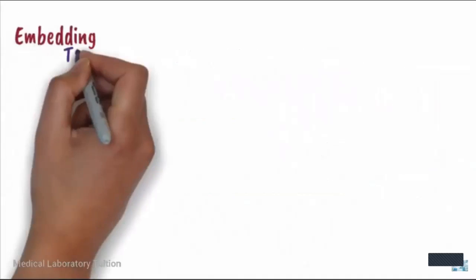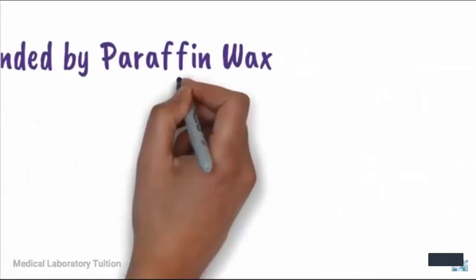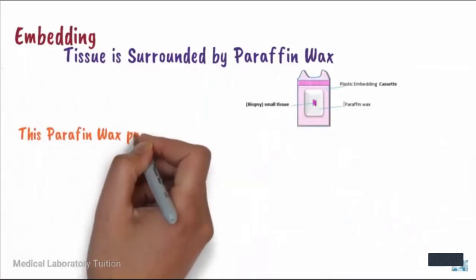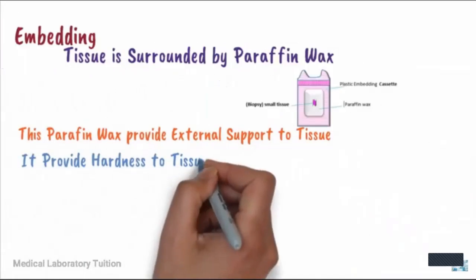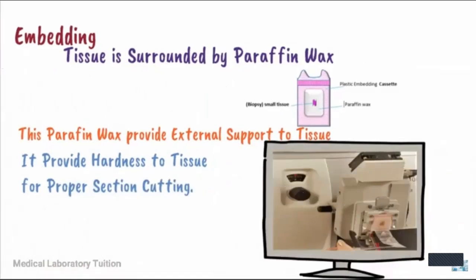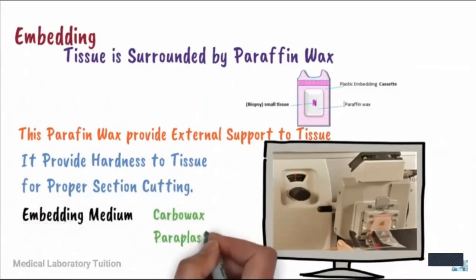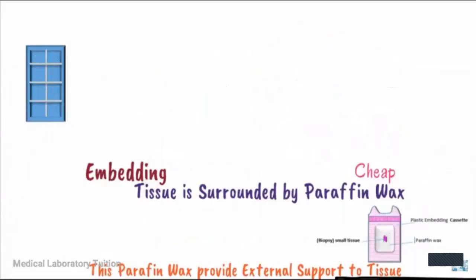Embedding. It is a process in which tissue is surrounded by a solid medium such as paraffin wax, carbo wax, etc. It provides external support to fix the tissue in the microtome. It provides hardness for proper section cutting. We can use other embedding media such as carbo wax, paraplast, celluloidine. Mainly for large tissue we use celluloidine. Most laboratories use paraffin wax because it is cheap.